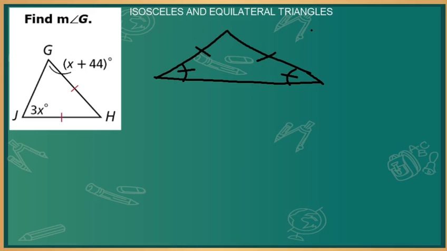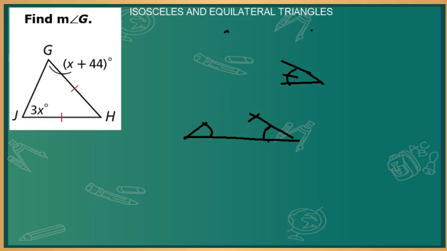I can also reverse the situation: in any triangle where these two base angles are congruent, I can also say that these two sides are going to be congruent. So knowing this fact, let's get to our first problem.